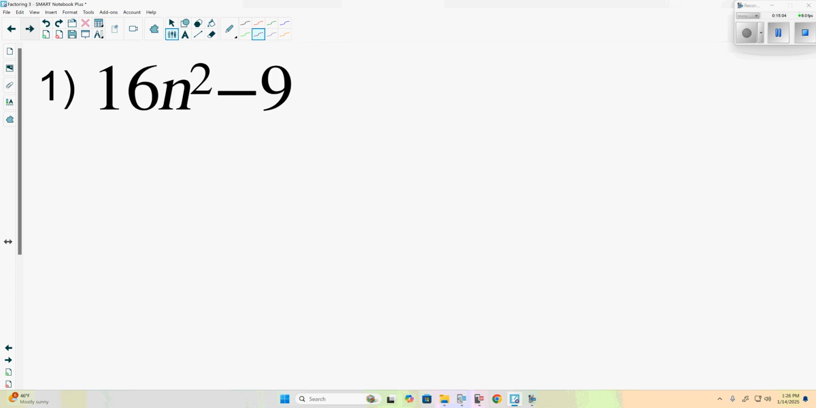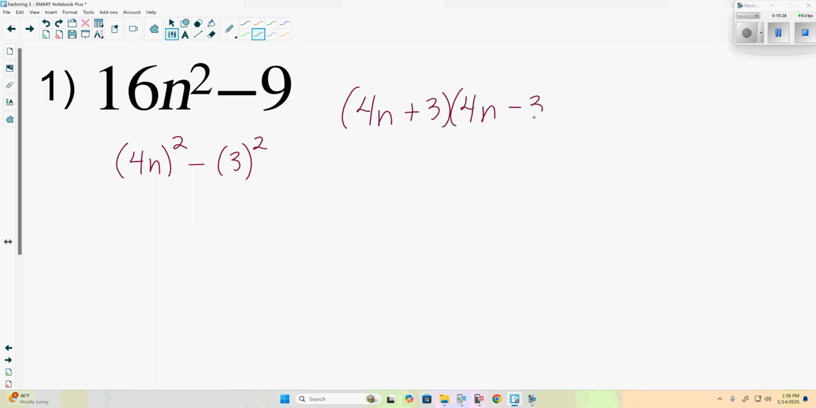Let's look at this one here: 16n squared minus 9. What times itself is 16? 4. What times itself is n squared? n. And then 3. So this is factoring to what? 4n plus 3 times 4n minus 3. Now the order in which you put these doesn't matter.